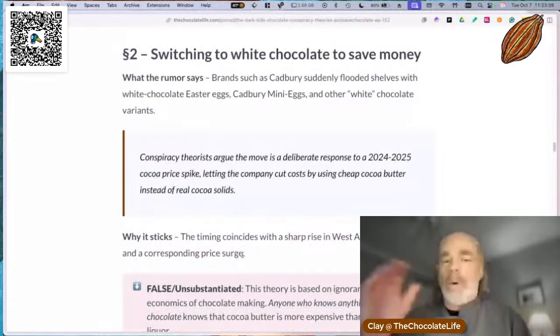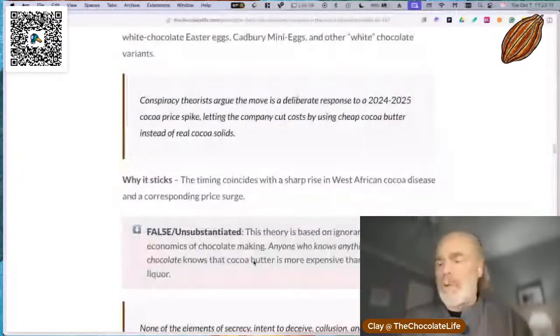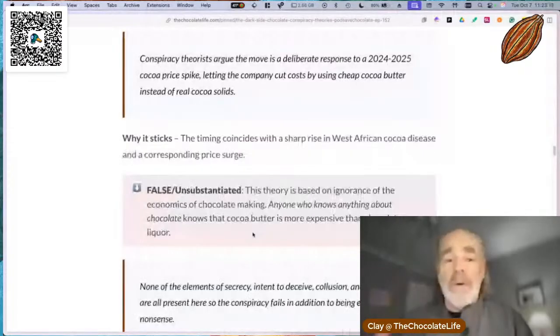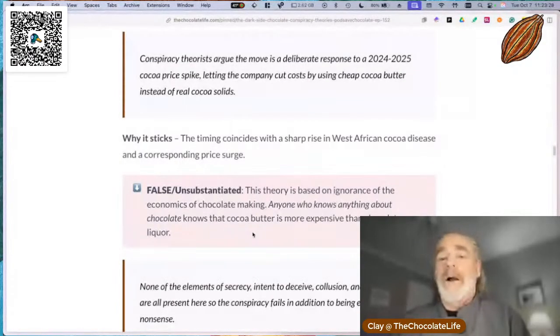So number 1, if you see it here in sort of pinkish red, that means it's false or unsubstantiated, right? Number 1, this whole theory is based on the idea that cocoa butter is less expensive than chocolate liquor, or cocoa powder. And as a matter of fact, when you think about the ingredients in white chocolate, cocoa butter is the most expensive ingredient, and it is more expensive than chocolate liquor. So just from basic economics, this whole theory is based on a complete misunderstanding of the economics of the cost of cocoa ingredients. People who don't know just assume that cocoa butter is cheap.